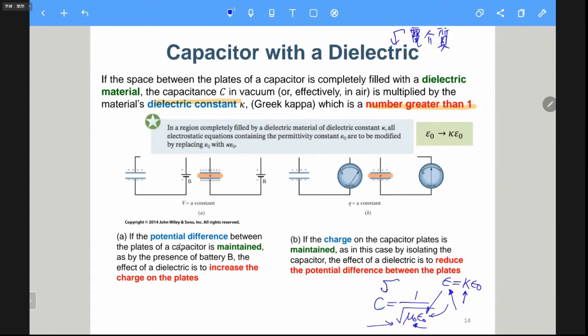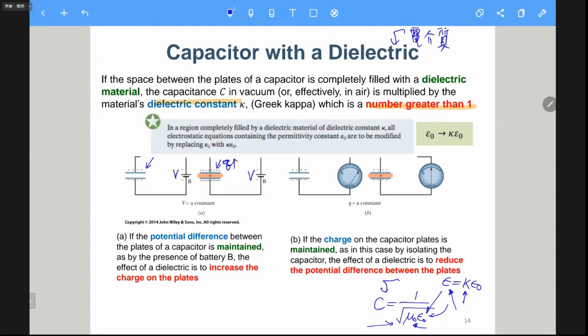Okay, so if the potential difference between the plates of a capacitor is maintained, as by the presence of a battery, the effect of a dielectric is to increase the charge on the plate. So you can see here, for this state, if a battery with a voltage difference V, then there will be less charge here. And if we insert the dielectric between the capacitor, the charge Q increases.